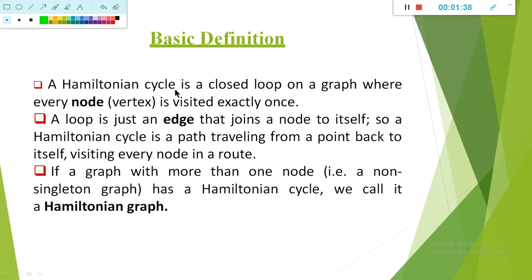A Hamiltonian cycle is a closed loop on a graph where every node is visited exactly once. Then what is a loop here? A loop is just an edge that joins a node to itself. So a Hamiltonian cycle is a path traveling from a point back to itself, visiting every node on the route. This is called a closed loop. And if a graph with more than one node has a Hamiltonian cycle, then we call this graph a Hamiltonian graph. This is about the definition.